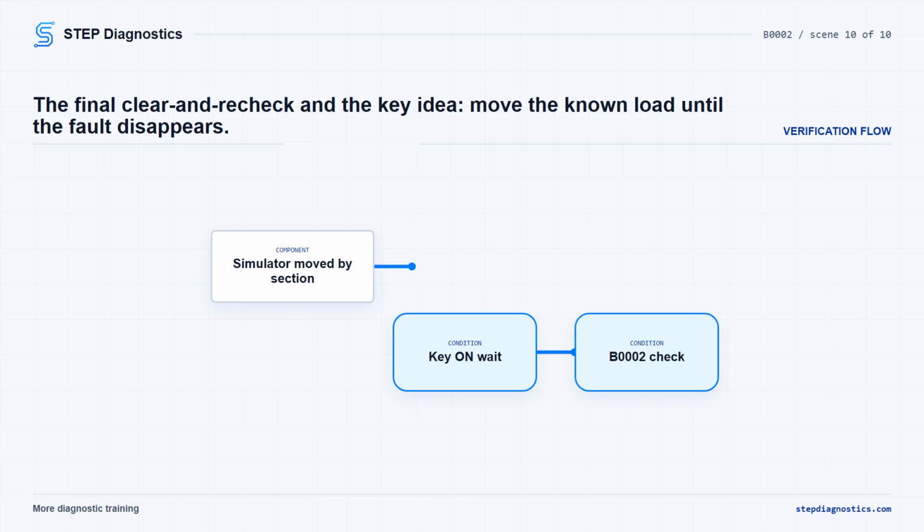The clean takeaway is this: use the simulator to move the known load through the circuit, and let the point where the code disappears tell you whether the fault is in the inflator, cable reel, dashboard wire harness, or the SRS unit side of the circuit.